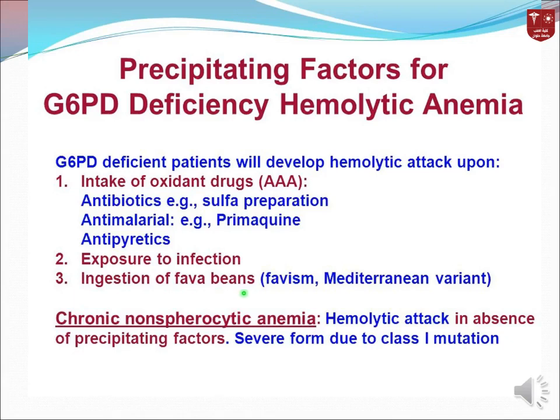Okay, if ingestion of fava beans leads to a hemolytic attack in G6PD deficiency, we call it favism. But some gene variants of G6PD are not affected by fava beans. So we cannot call every G6PD deficiency favism. We will call this deficiency favism in case intake of fava beans precipitates the attack, because it does not precipitate the attack in all children.